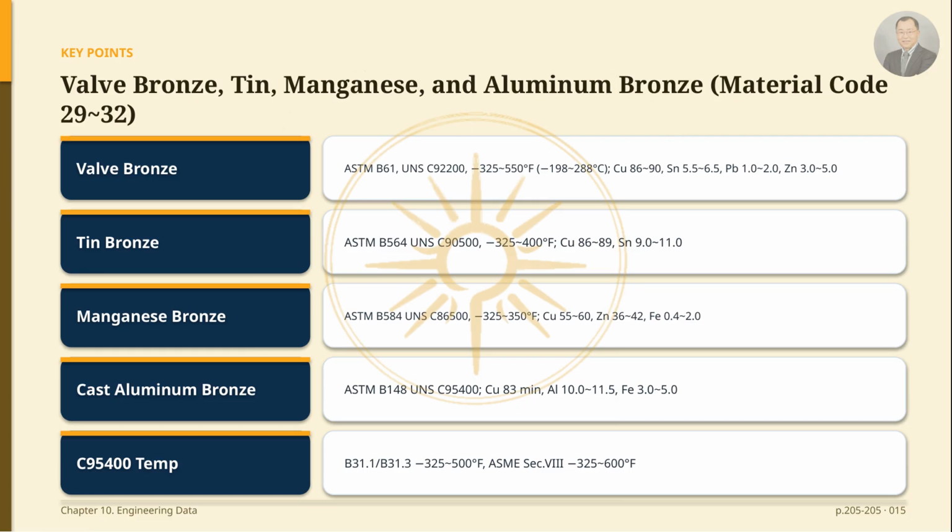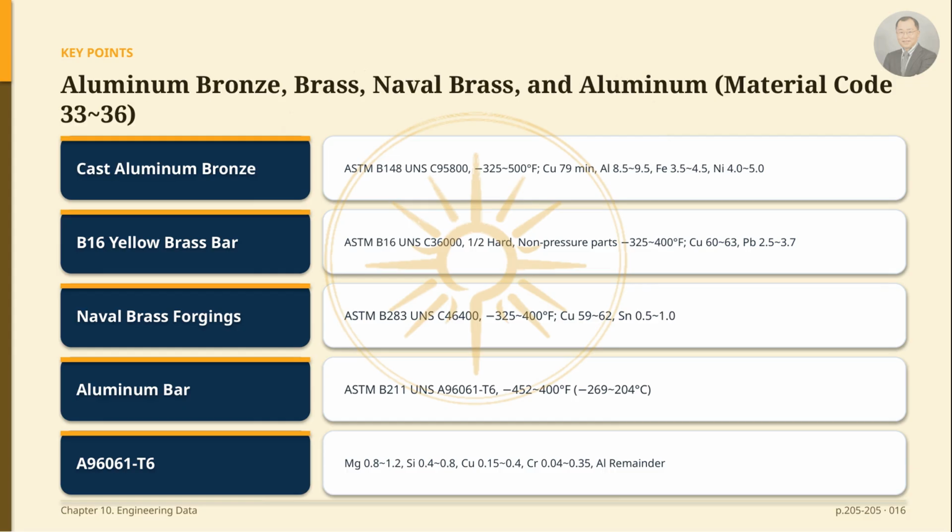The temperature range is -325 to 500 degrees Fahrenheit based on B31.1 and B31.3, and it extends up to 600 degrees Fahrenheit based on ASME Section 8. I would like to introduce additional aluminum bronze, brass, naval brass, and aluminum bar stock.